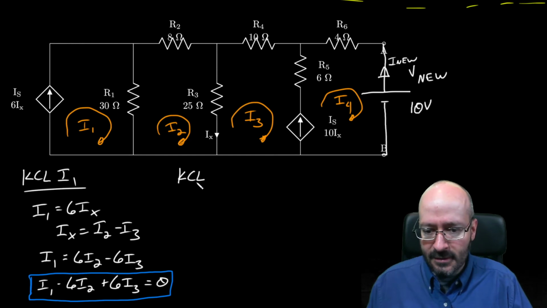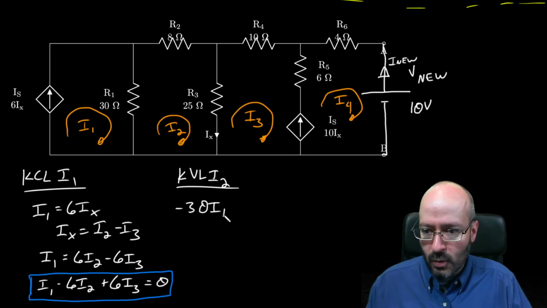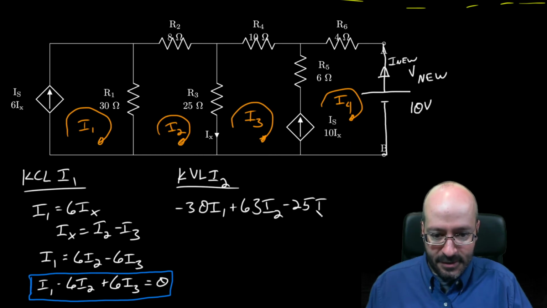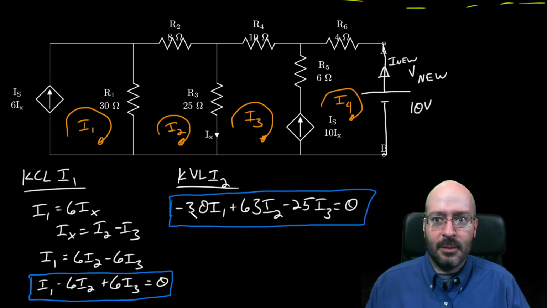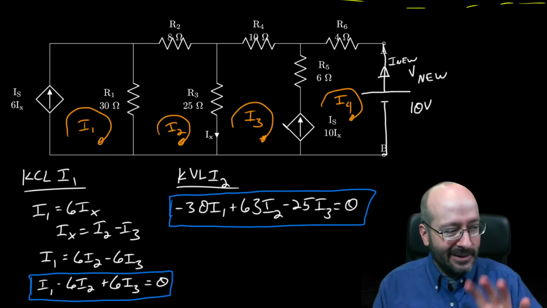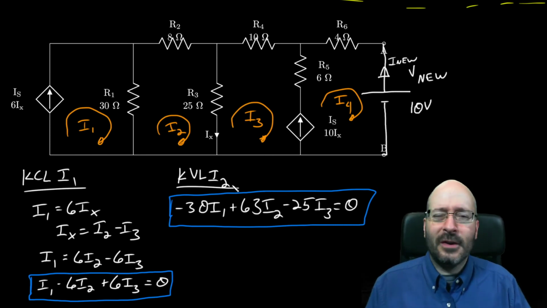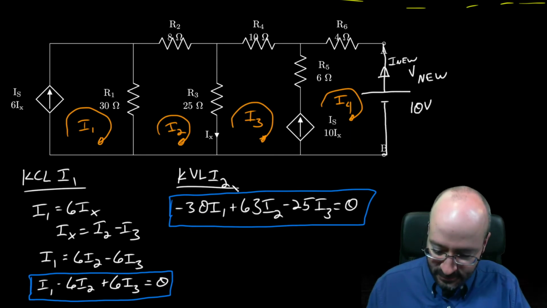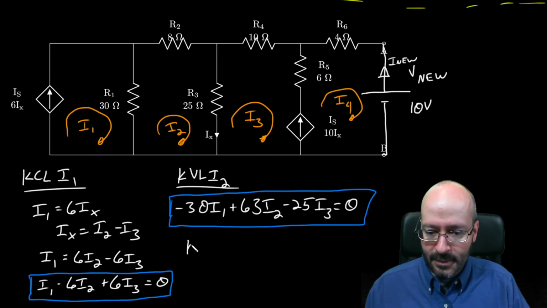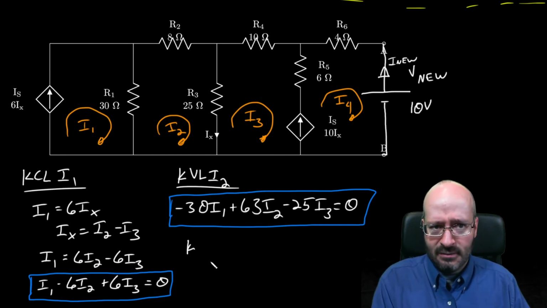Okay. KCL... Ooh, not KCL. KVL for I2 around the I2 mesh. We have negative 30 I1, we have 63 I2, and we have negative 25 I3, and that's equal to 0. Okay, so there's my second equation. That one might even end up the same. Hold on a second. And now we get into here are the differences. Work the steps. Just don't screw up because you're being lazy. I fully encourage you to be lazy. Just be lazy and get it right.